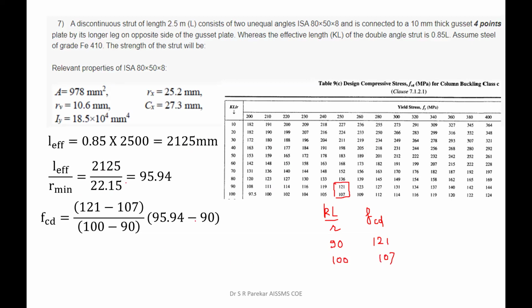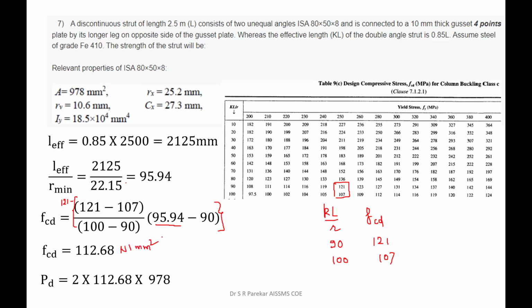And from this we have calculated the value for 95.94, and we got this value equal to 112. Actually, one term remained over here: 121 minus, and in that one we have held these values, and that will give me FCD 112.68 Newton per mm square.